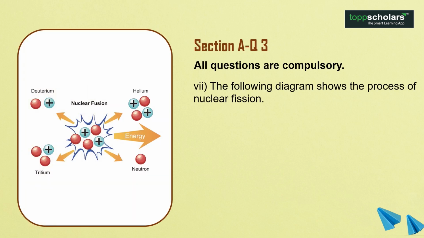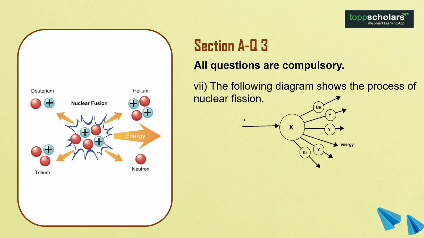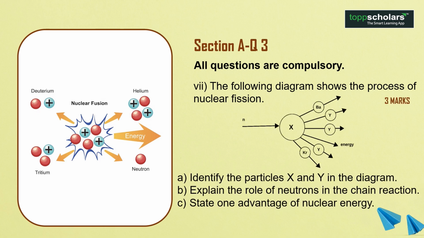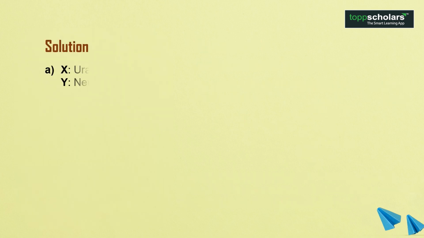So the next question says, the following diagram shows the process of nuclear fission. Here it is. We are supposed to answer three questions. Identify the particles X and Y in the diagram. Explain the role of neutrons in the chain reaction. And state one advantage of nuclear energy. Here is the solution. So X is the uranium-235 nucleus, and Y is the neutron.